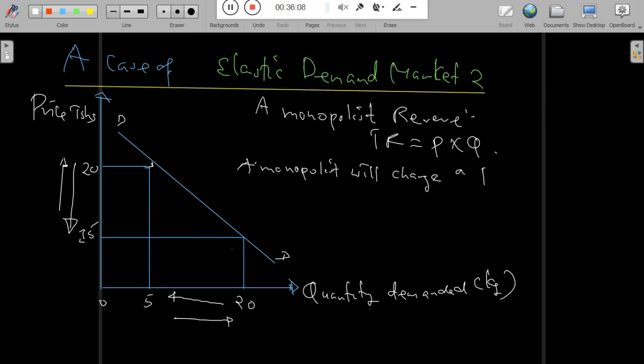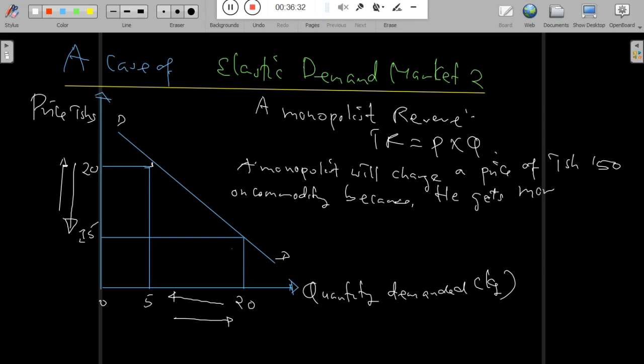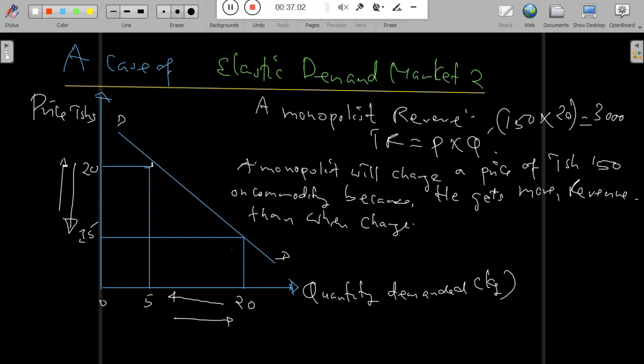So normally, monopoly revenue is given by total revenue, that is price times quantity. A monopolist will charge a price of 150 on a commodity because he gets more revenue. Most monopolies will charge a price of 150 knowing that they will generate more revenue, because many of the consumers fear the higher price since their affordability is very low. So when it charges 20, you get a small revenue when you compare it to when it charges 150.